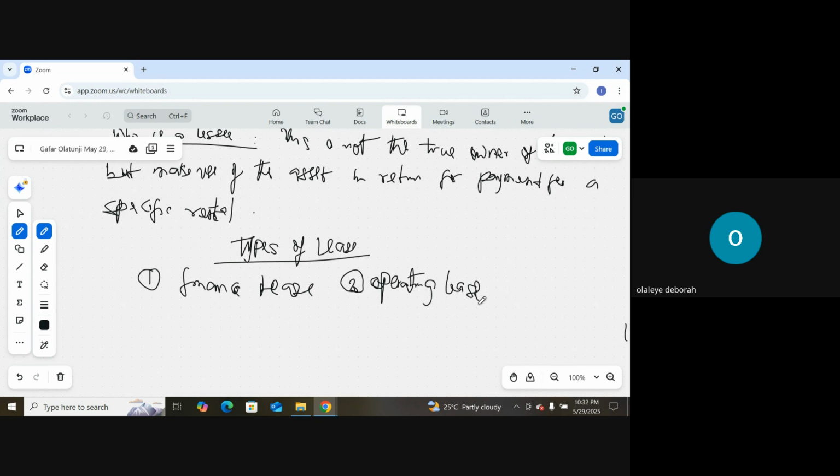Please call it again. A finance lease is a lease that normally lasts for the expected working life of an asset. That's what they mean by finance lease. Are you with me? Yes. A lease that normally lasts for the expected working life of an asset, we call it a finance lease.